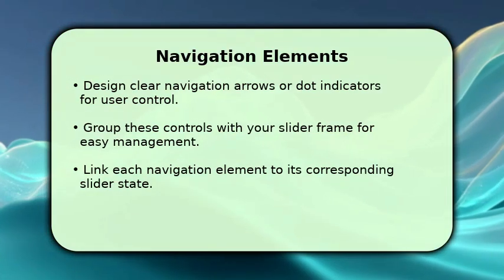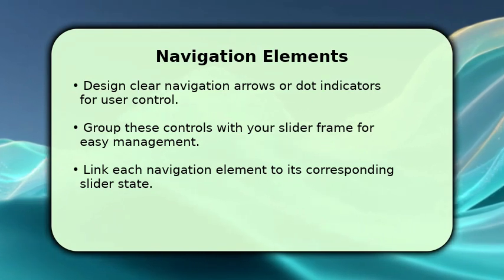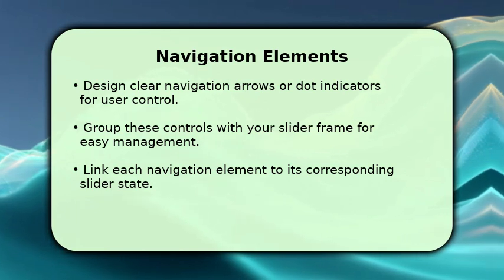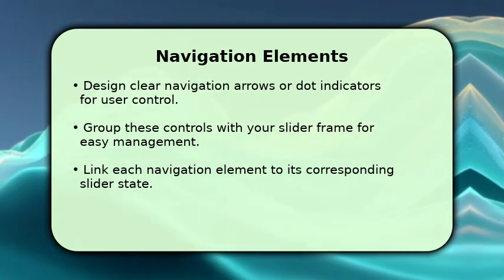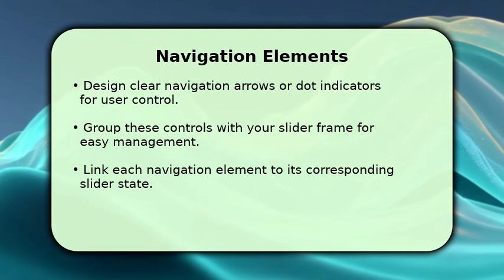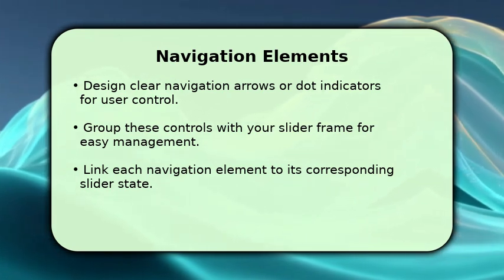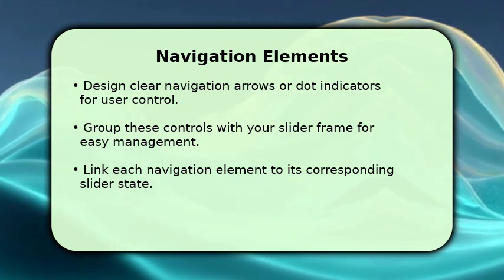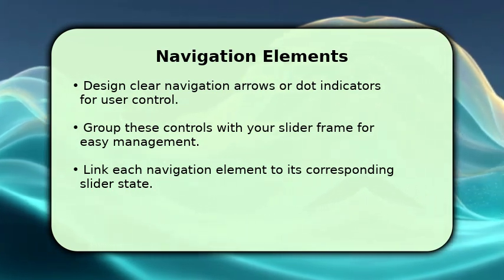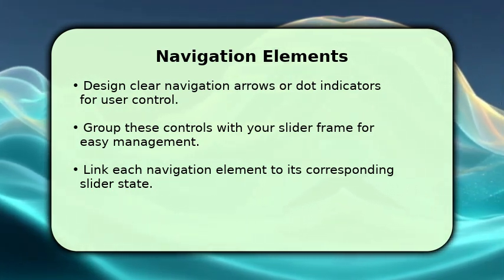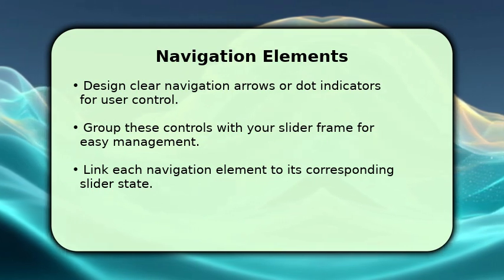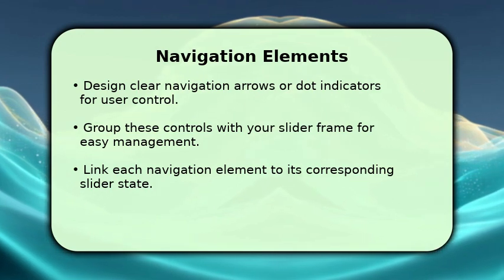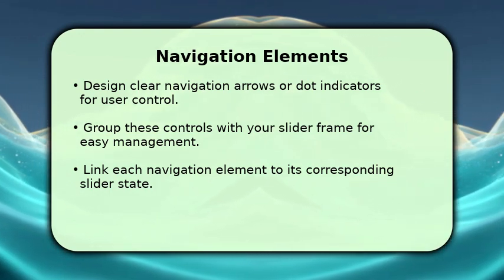To enhance user experience, add intuitive navigation controls. You can design simple arrow icons on either side of your slider or create small dot indicators below it. Once designed, group these controls with your main slider frame. Then, in prototype mode, link each arrow or dot to its respective image frame. For instance, clicking the right arrow should transition to the next image, again using Smart Animate for a seamless flow. This gives users clear visual cues and control.